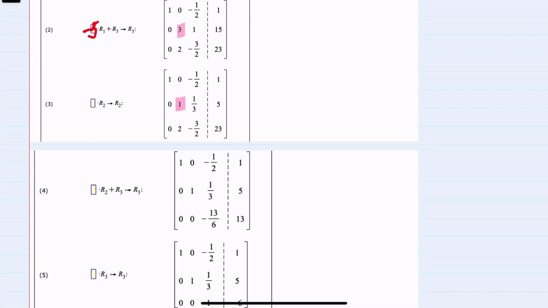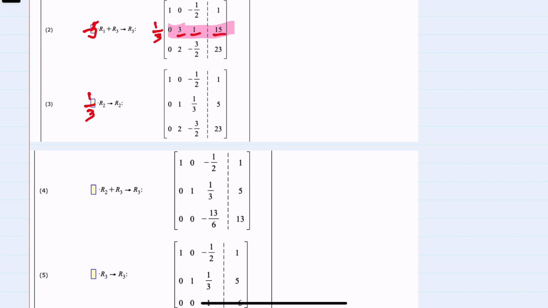From here, next we are transforming this 3 in row 2 into a 1. And to do so, I can just multiply that entire row by 1/3. So 1/3 times 0 is still 0. 1/3 times 3 is 1. 1/3 times 1 is 1/3. And 1/3 times 15 is 5. So we have continued our transformation.